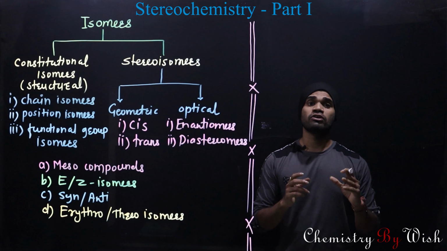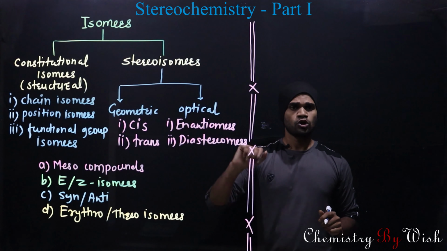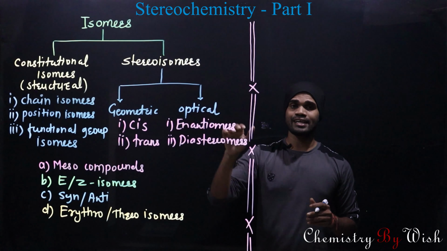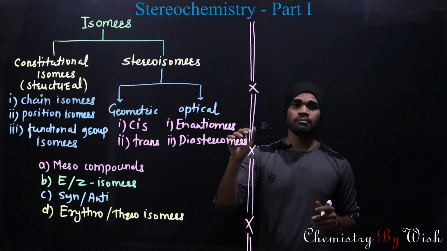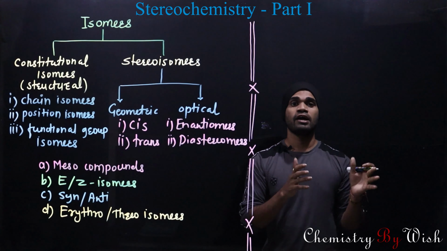Isomers are further divided into two types. The first type is constitutional isomers, which are also called structural isomers. And the second type, which we have to study mostly, is stereoisomers. So what are constitutional isomers or structural isomers? What is the definition of constitutional isomers? Constitutional isomers are isomers or molecules which have the same molecular formula but a different structural formula. Their molecular formula remains the same but their structure is different.